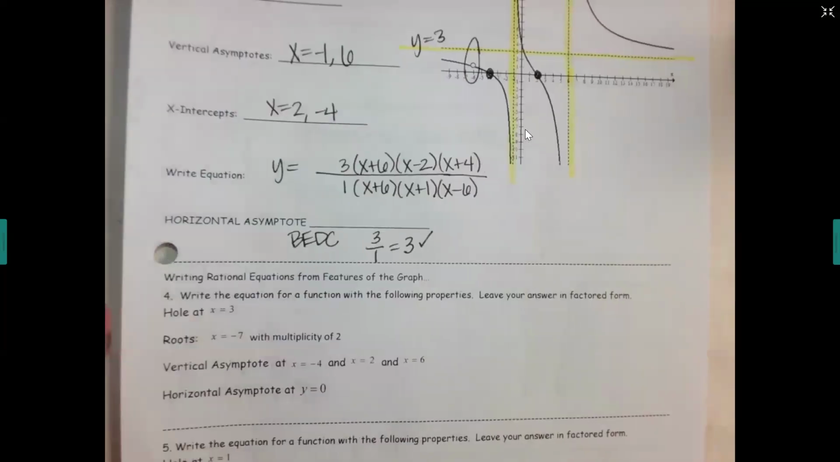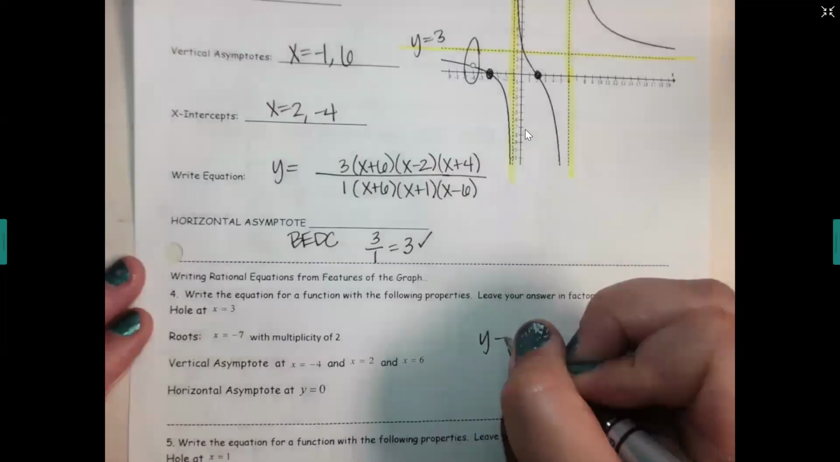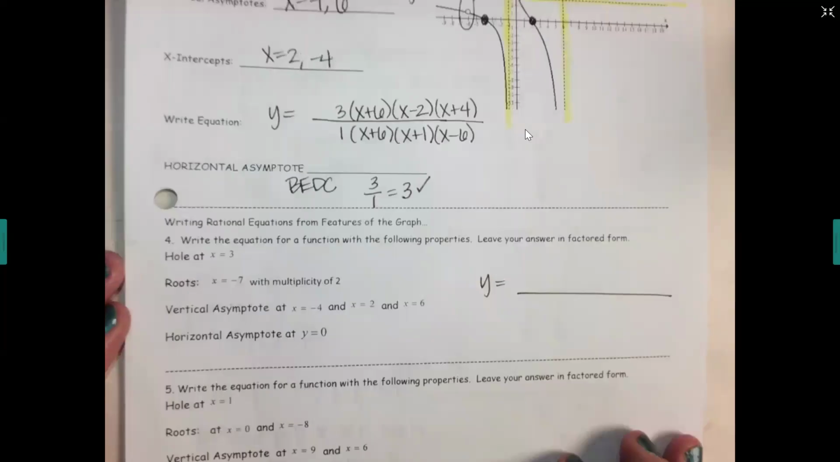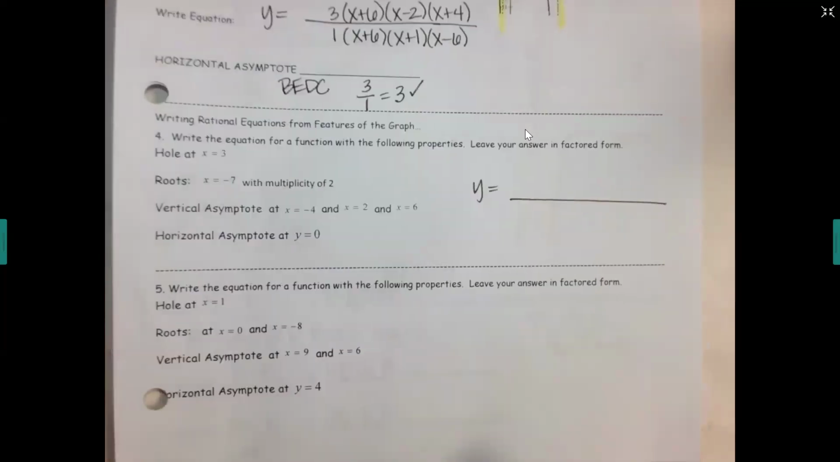Go down to number 4, put y equals big fraction. Okay, for this one, you don't have to look at the picture. They're just going to tell you what the stuff is. So I want a hole at what x?